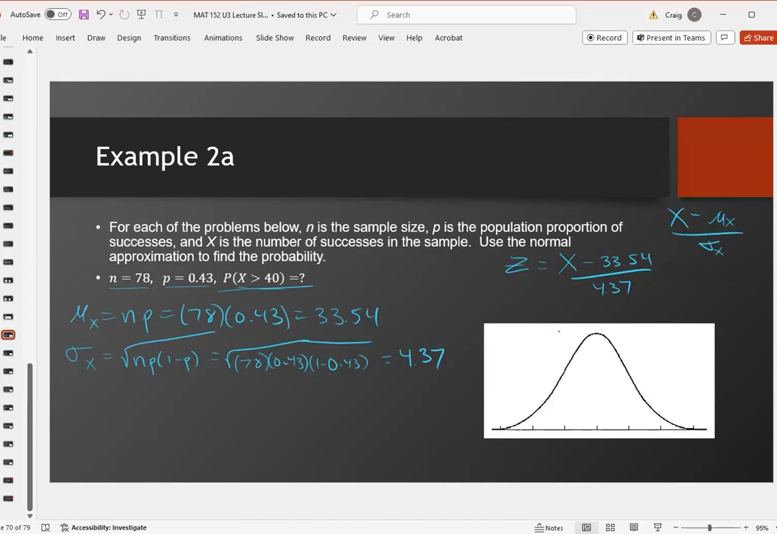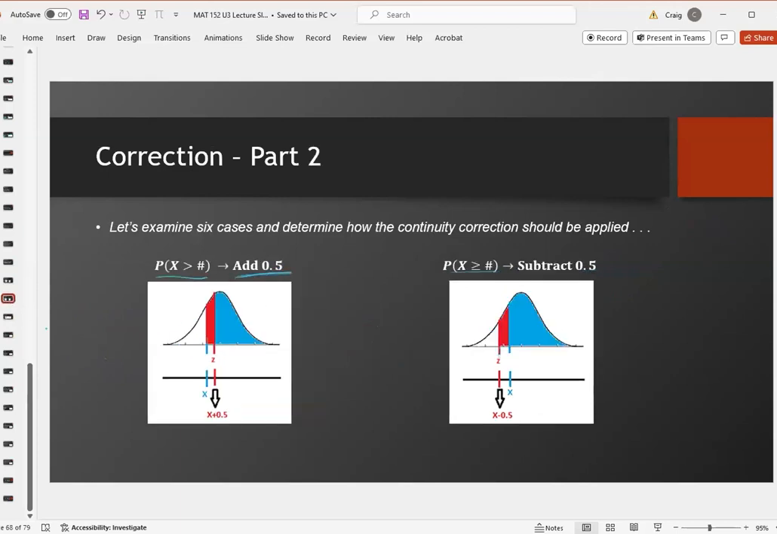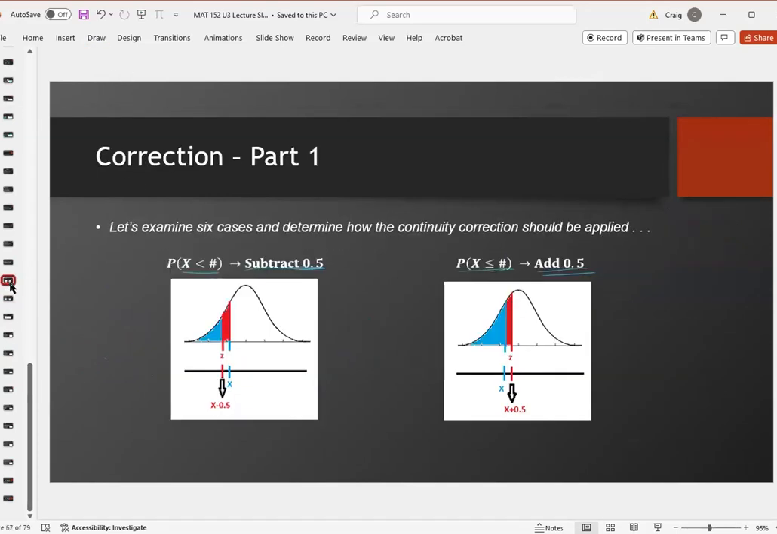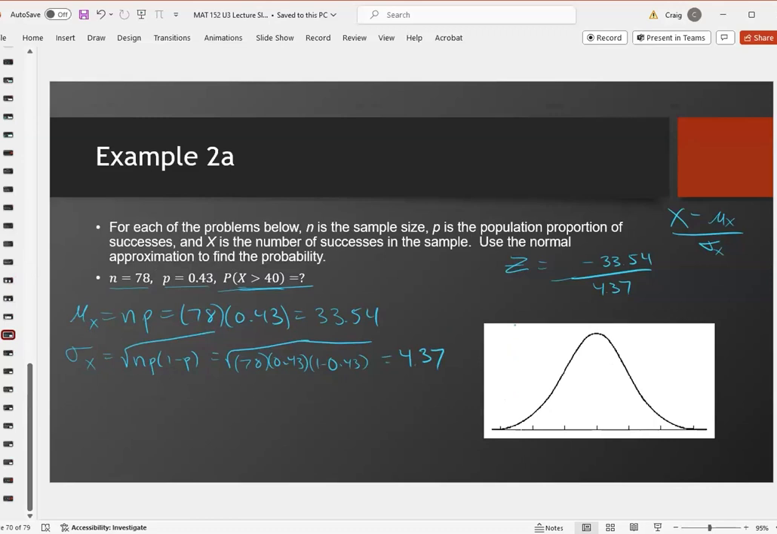But we need x first. Now if we want to do x is greater than 40, let's go back and look at our continuity correction before we do anything. Greater than 40 means we're going to add 0.5. So instead of using 40 for x, we're going to add 0.5, and so we're going to use x is 40.5.